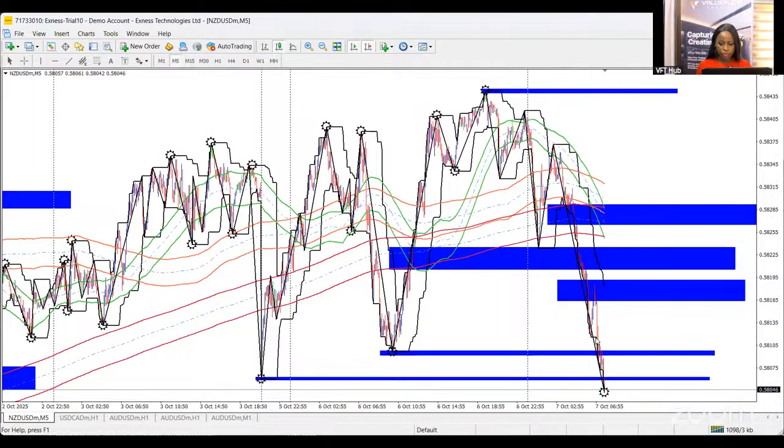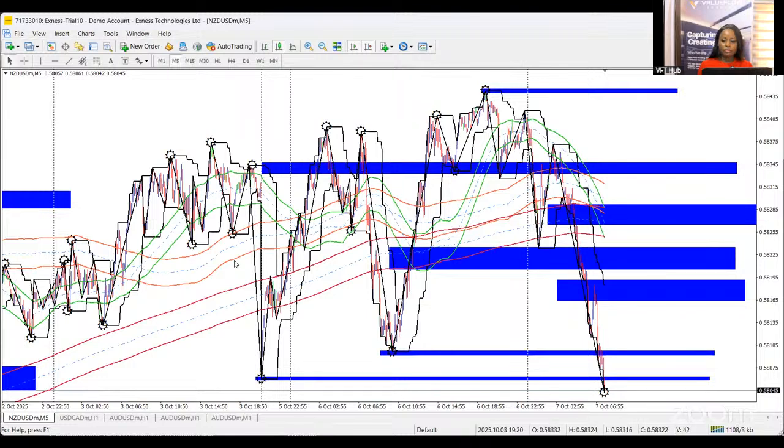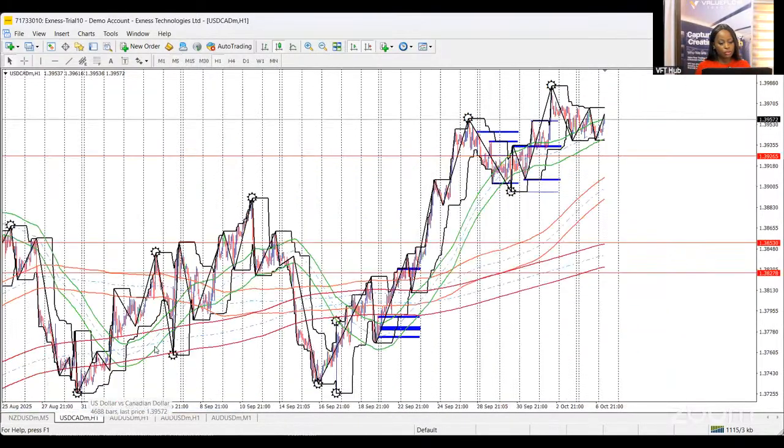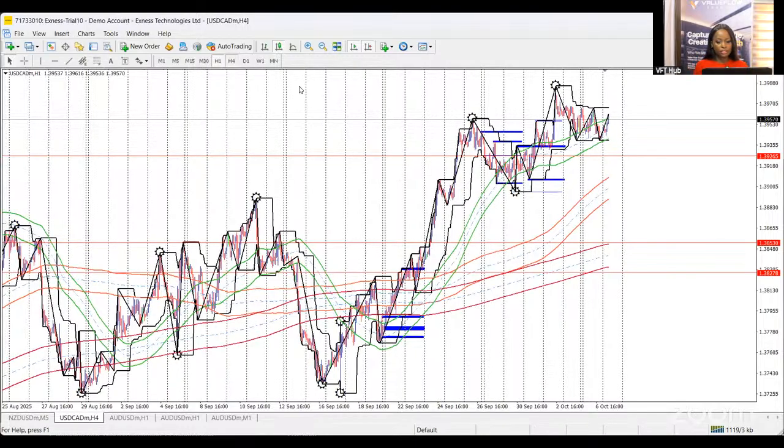Okay. So let us now see what price does. All right, this is what I'm now watching out for. These are our points of interest. We already get the idea behind having different POIs. Let's go to USD CAD, so we can now touch on indices before we call it a wrap for this morning session.